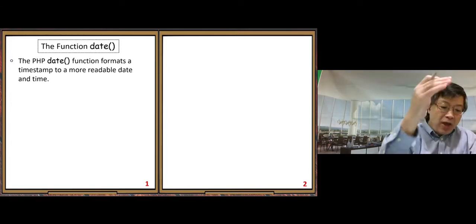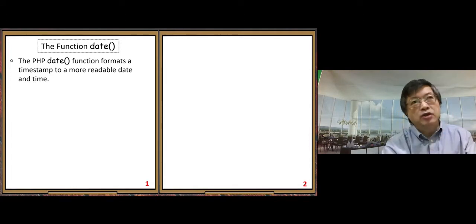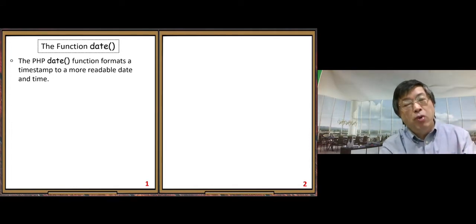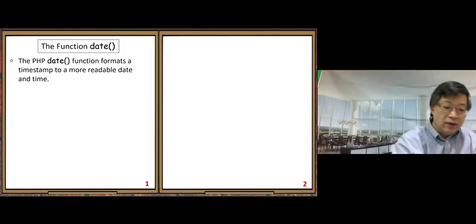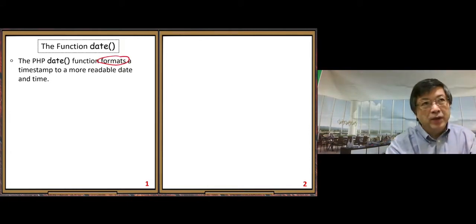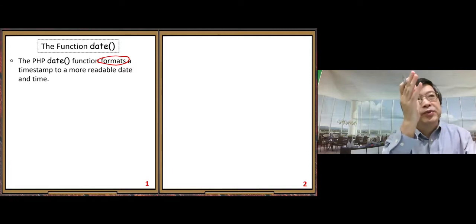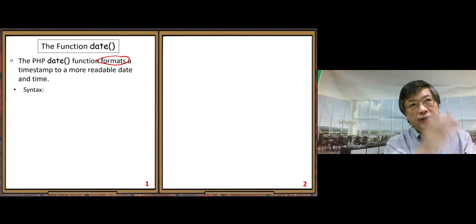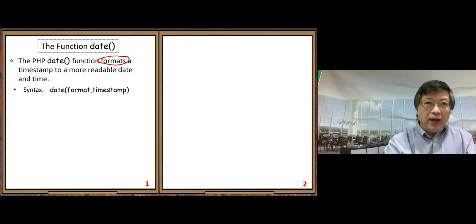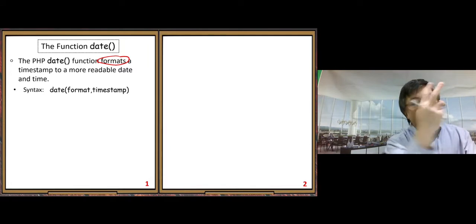It formats a timestamp to a more readable date and time. Format is an important thing we need to do for date information, because there are so many different formats. So let's look at how we do the format. The syntax is pretty simple. The date function has two possible parameters.